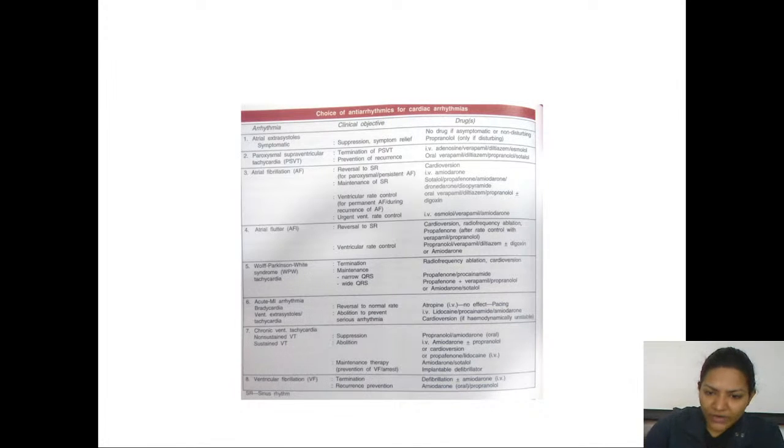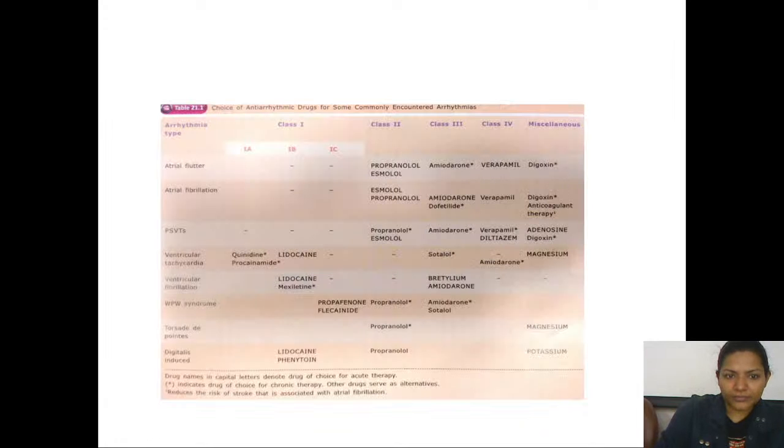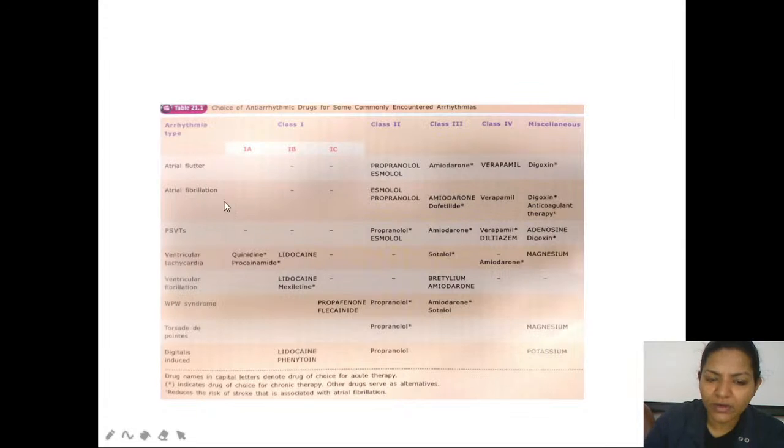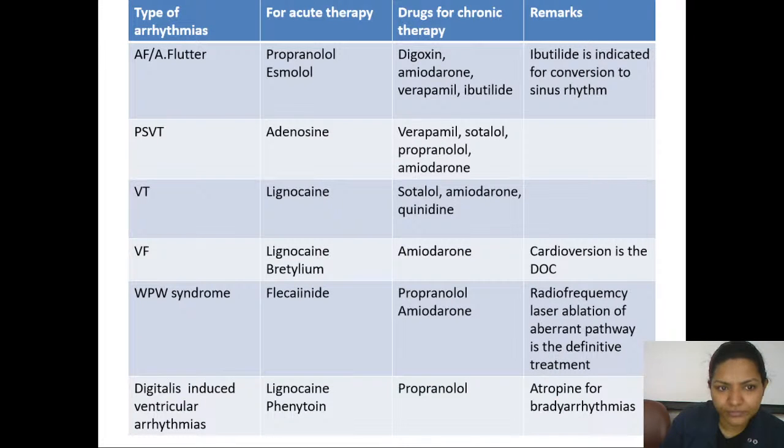So whatever I have discussed, I have given it in chart form as well. For summary purposes, you can read it from here. The same is here: every arrhythmia, along with what drugs are preferred, and what drugs are commonly given in all these arrhythmias that I have given, right? So this is basically so that you can keep them in mind easily.